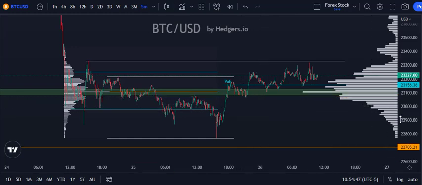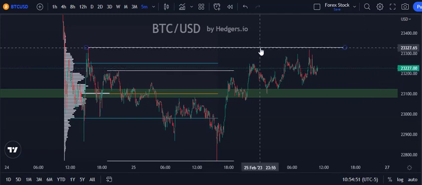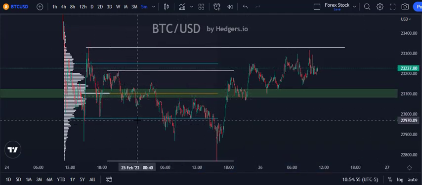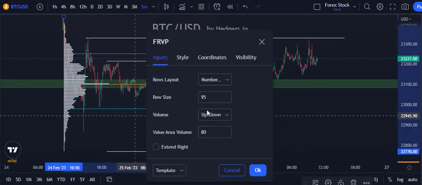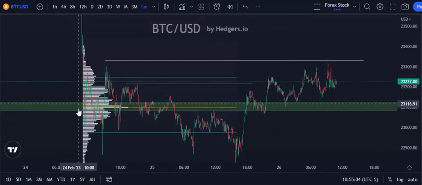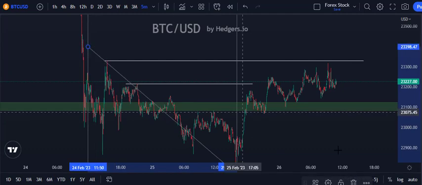Let me just remove all of these things first. Now you see you have point of control of the range here, value area high, value area low. You can also tweak the settings, the row size, and all of these things. Okay, I pulled this wrong here. I need to mark it from the starting point here.